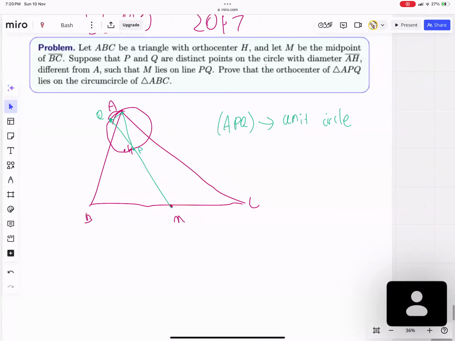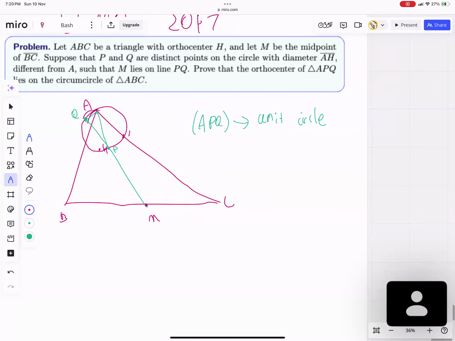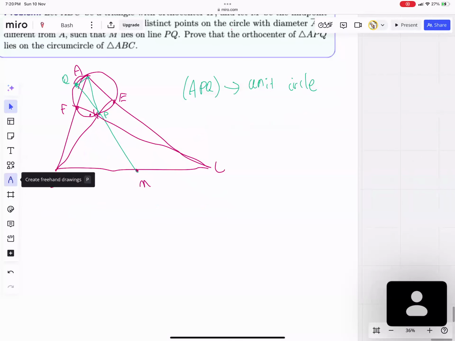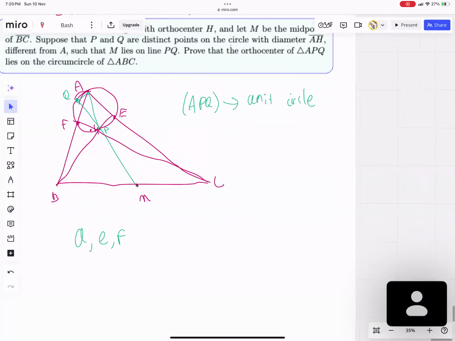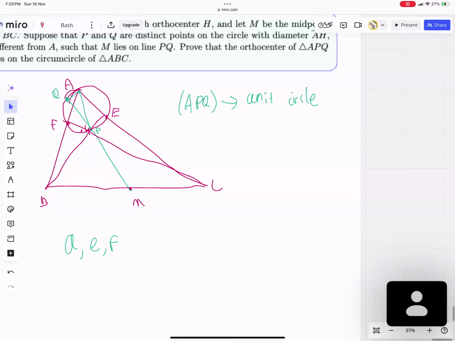Okay, so one thing is, we introduce E and F, where E and F are the feet of the altitudes. The diagram's not so good. And now we do something magical, which is we set A, E, and F to be the free variables. Now, B and C are not free variables. We're defining the problem in terms of the triangle A, E, and F. One of P and Q will also be free, I guess. Yeah, we will define P and Q, but now we need to find something on M.